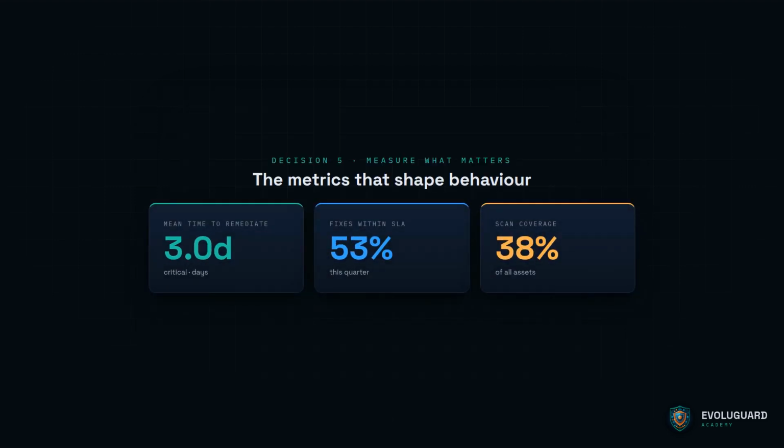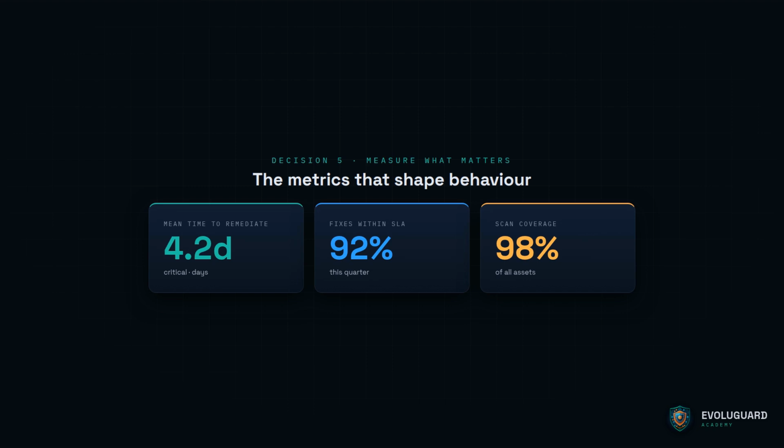Decision 5. How you measure success. Decide your handful of metrics up front, because they shape behavior. We'll detail them at the end, but name them now. Mean time to remediate, percentage of fixes inside SLA, and scanning coverage.